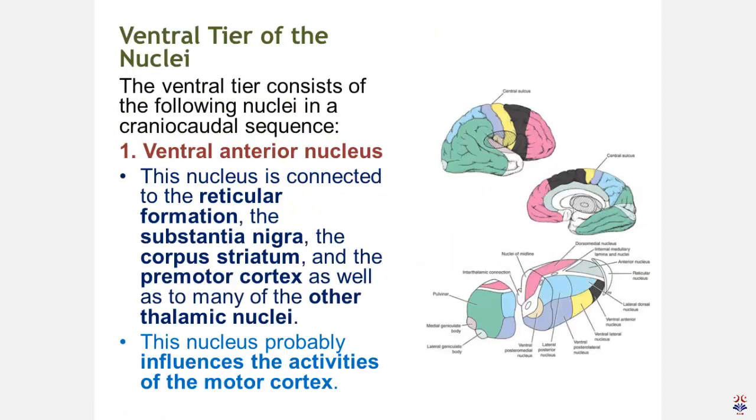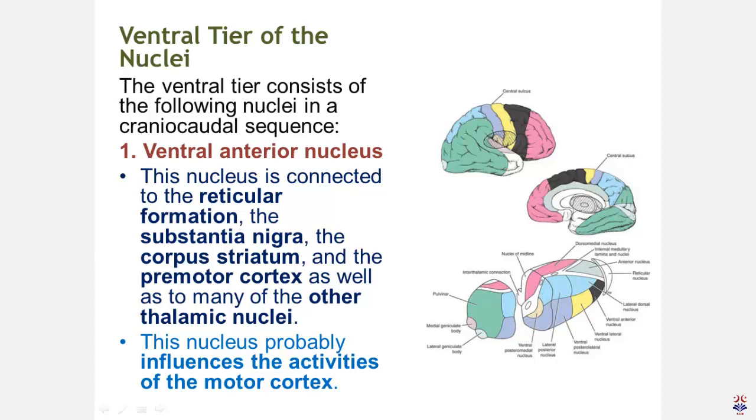Now we see the ventral tier nuclei. This is the ventral tier nuclei. It contains the ventral anterior nucleus. This is the ventral anterior, this black color is the ventral anterior nucleus. This nucleus is connected to the reticular formation, substantia nigra, and the corpus striatum, and the premotor cortex. This is the premotor cortex.